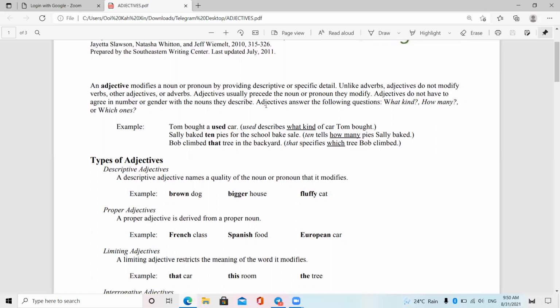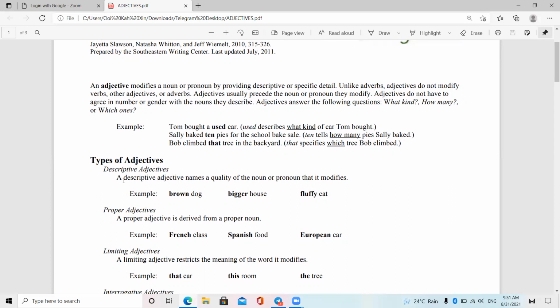Example: Tom bought a used car. Used describes what kind of car Tom bought. Sally bakes 10 pies for the school bake sale. 10 tells how many pies Sally baked. Tom climbs that tree in the backyard. That specifies which tree Tom climbs.